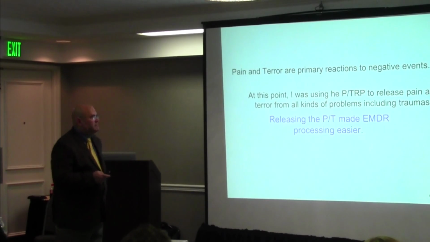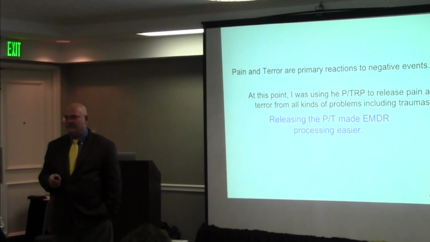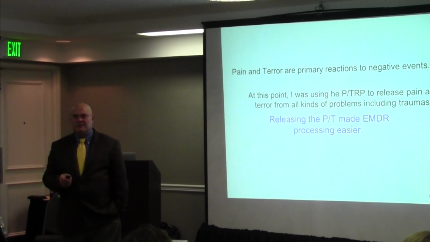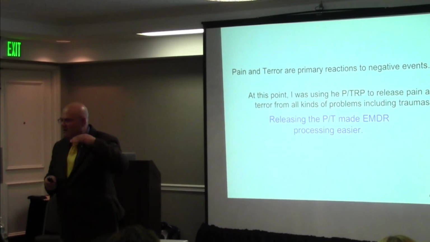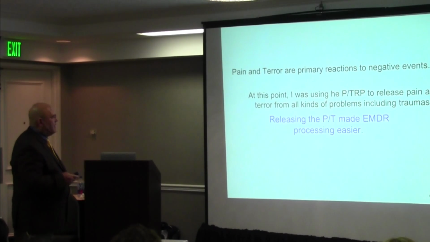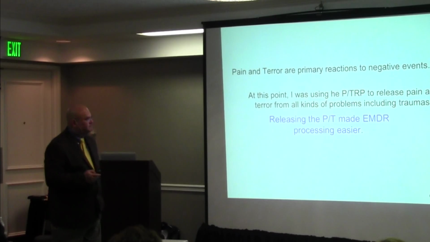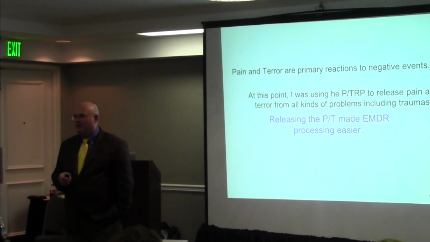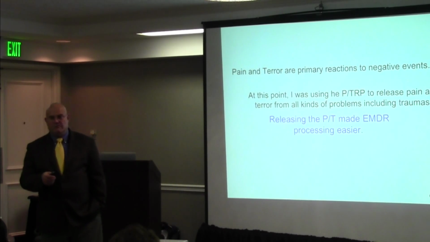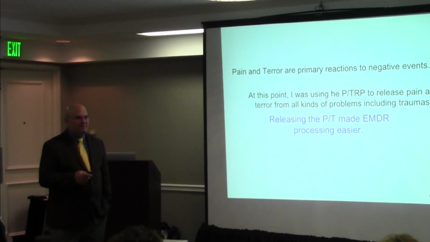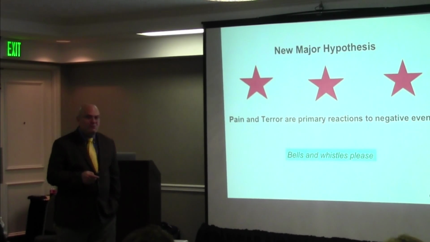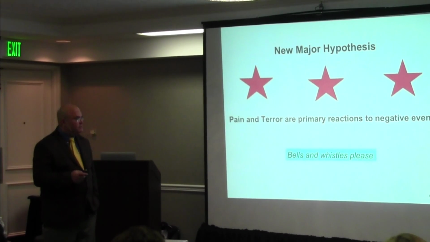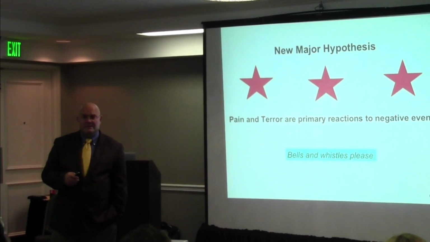Because it turns out that shame and terror are primary reactions to negative events. And when you clear the primary reactions, you clear all the dynamics that are resulting from those primary reactions. At this point, I was still doing EMDR, and I found out it just made EMDR processing so much easier. Doing the PTRP first makes it so much easier to do your standard protocol. So the major new hypothesis is pain and terror are primary reactions to negative events. And this was actually a really big deal.